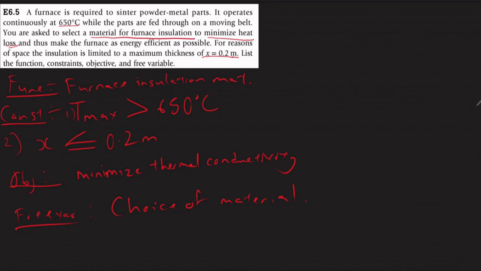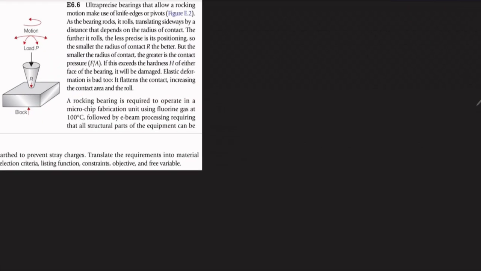So that's that. Let us move on to question 6. For question 6.6, if you take a second, pause the video and read the question. Here we are looking for, same as the other questions, function, objective, constraints, and what? Free variables.